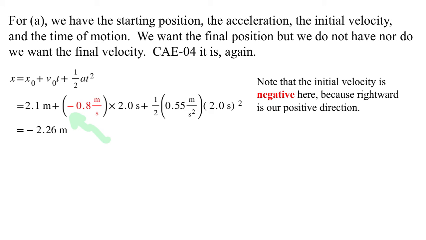We could change that around. You could be an iconoclast and say, I'm going to call rightward the negative, in which case the initial position would be minus 2.1, but the velocity would be plus 0.8. Doesn't really matter. Just by convention, pick one and stick with it. All right, if we grind all of that in, we get x is minus 2.26 meters. So that says that it is 2.26 meters and is on the leftward side of the flag.